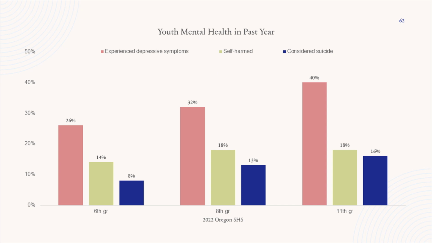This slide shows data from 3 mental health questions that asks youth about their experiences with depressive symptoms, self-harm, and suicidal ideation. And here we can see that the percentages progressively increase for 8th graders at 32%, and at 32%, and 11th graders at 40%. And I'm looking specifically at the experienced depressive symptoms bar.